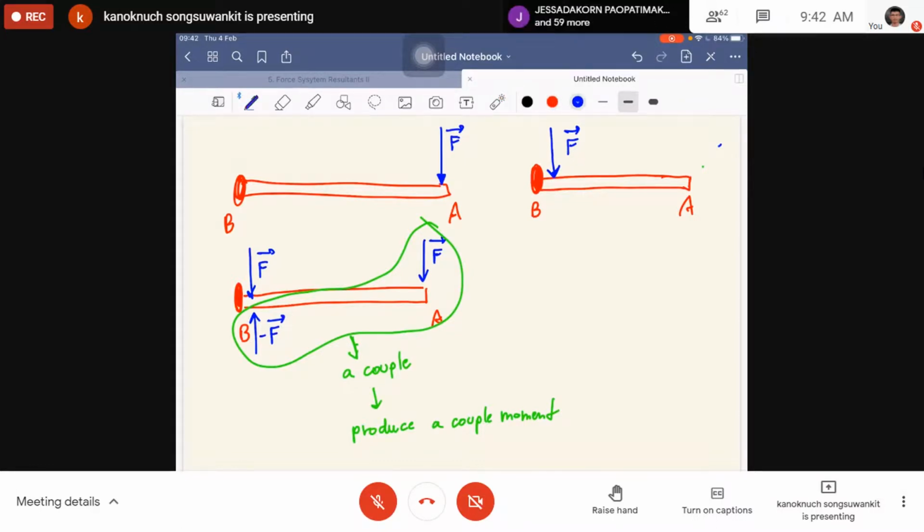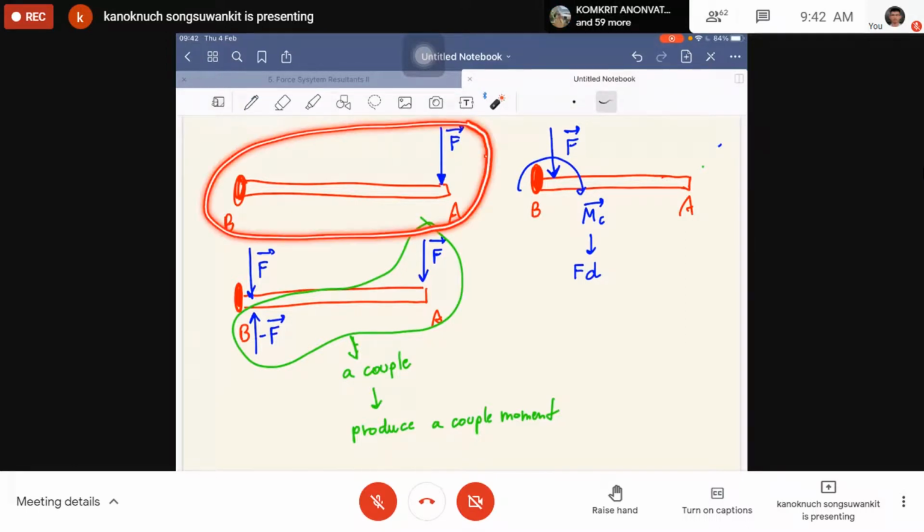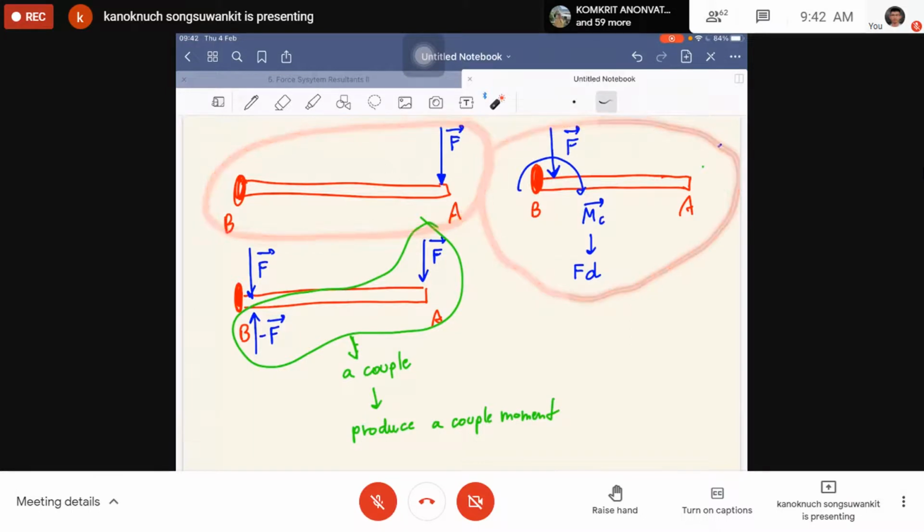Okay, so we have force F and one couple moment, MC. And this MC equal to force F multiplied with direction D. So you can see that we can change the form from the first type into the final form. And here is called the equivalent system.